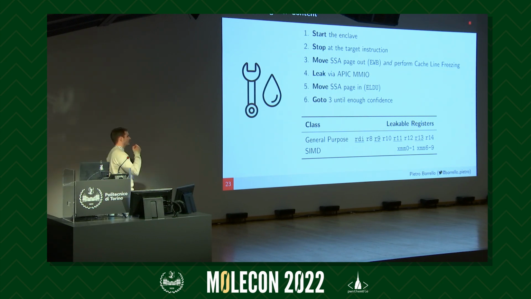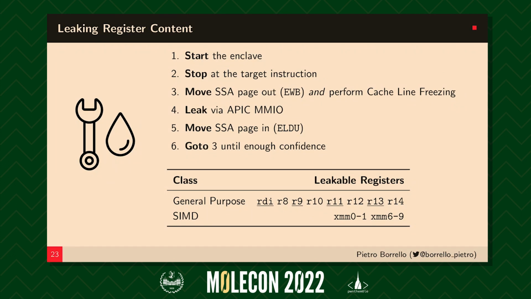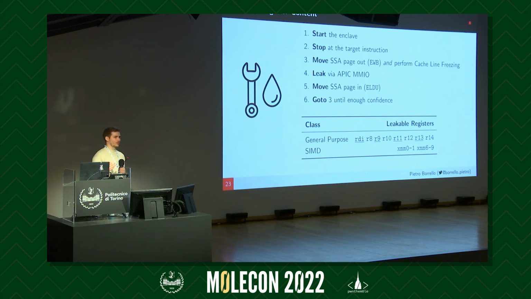As I was saying at the beginning, SGX enclaves use the SSA region to save the registers. So what if enclave writers get smarter and say, let's not have data in memory, let's only use registers? The problem is that those registers will be dumped in memory when an interrupt is received by the SGX enclave, so we do the same exact exploit. We start the enclave, stop at the right moment, move the SSA page, this time not a data or code page, out and back into memory while performing cache line freezing to freeze the data that we want to leak. And then we can leak that just by dumping the APIC MMIO region, and then repeat.